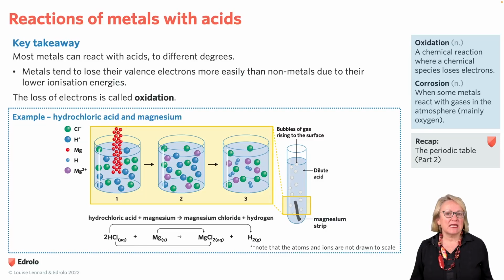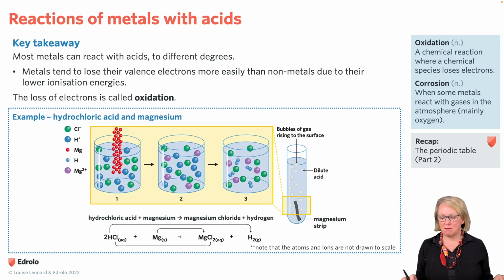Okay, so the key takeaway is that most metals can react with acids to varying degrees. We already mentioned in the last lesson that metals tend to lose their valence electrons more easily than non-metals because of having lower ionisation energies compared to something like non-metals. And the loss of electrons is called oxidation.